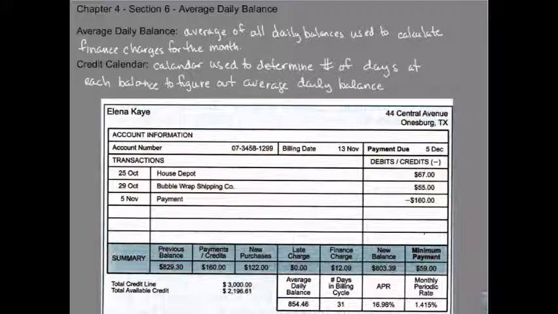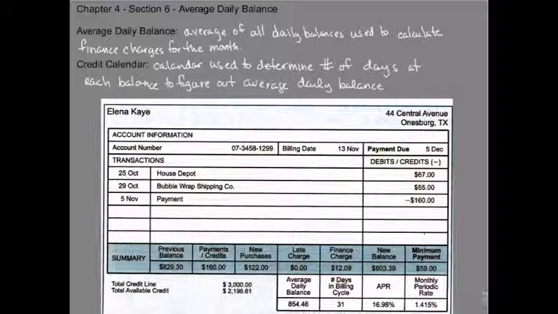So we talked about average daily balance, and that's the average of the daily balances that you have on your card, and those are used to calculate your finance charge. But you don't just add up all the different balances and divide by 30. Like, if you had a balance of $20 and a balance of $60, you have to incorporate how many days you had each balance. And we did that last section.